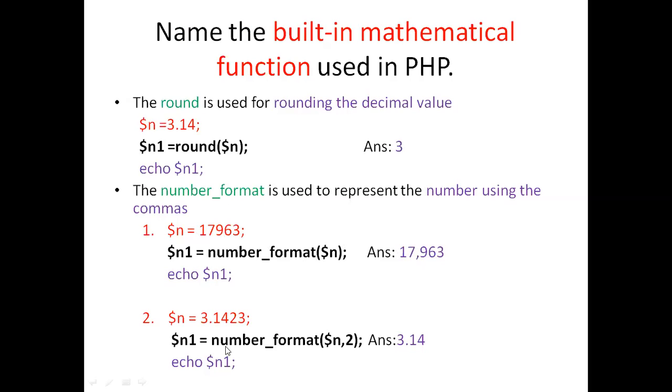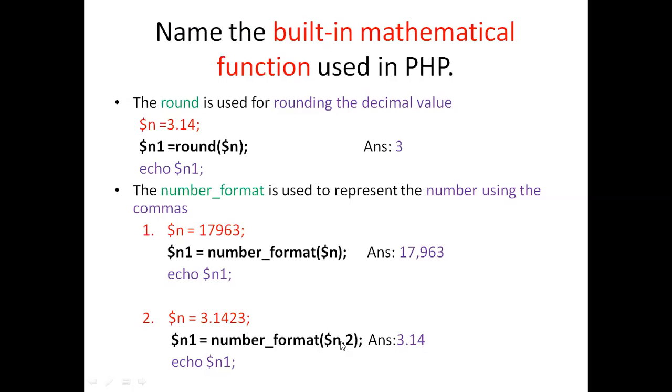How about the next one here? This is number format again, but here you have a decimal. Okay, you are going to change to number format, but you will take only 2 decimals. It means that after the dot, you take only 2, then after 2, you delete the rest. So the answer will be 3.14. Because of the number 2 here, you take only 2 decimal places after the dot. So the answer is 3.14.